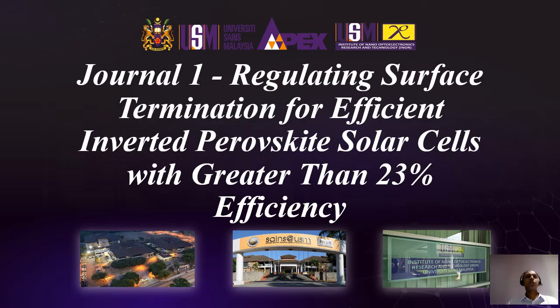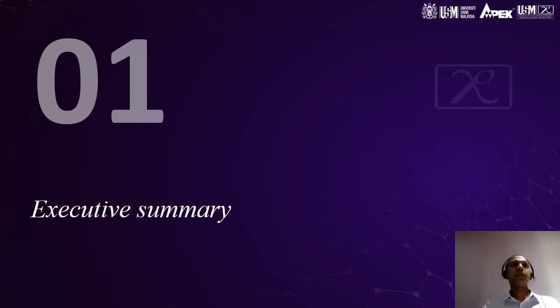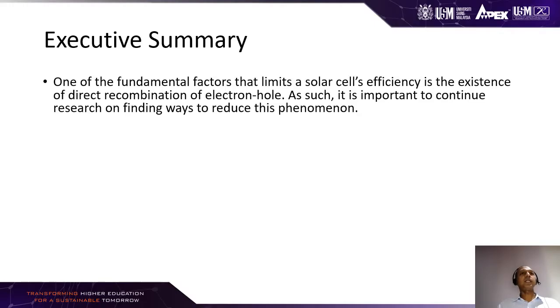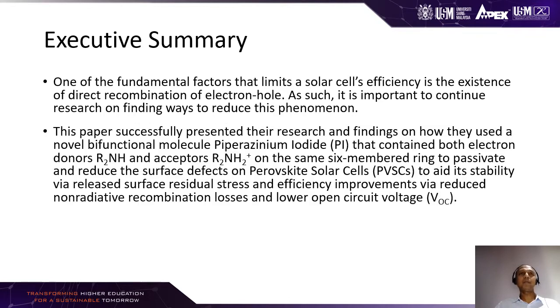Now, for my first journal, Regulating Surface Termination for Efficient Inverted Perovskite Solar Cells with Greater Than 23% Efficiency, the executive summary is as follows. One of the fundamental factors that limits a solar cell's efficiency is the existence of direct recombination of electron holes. As such, it is important to continue research on finding ways to reduce this phenomenon.